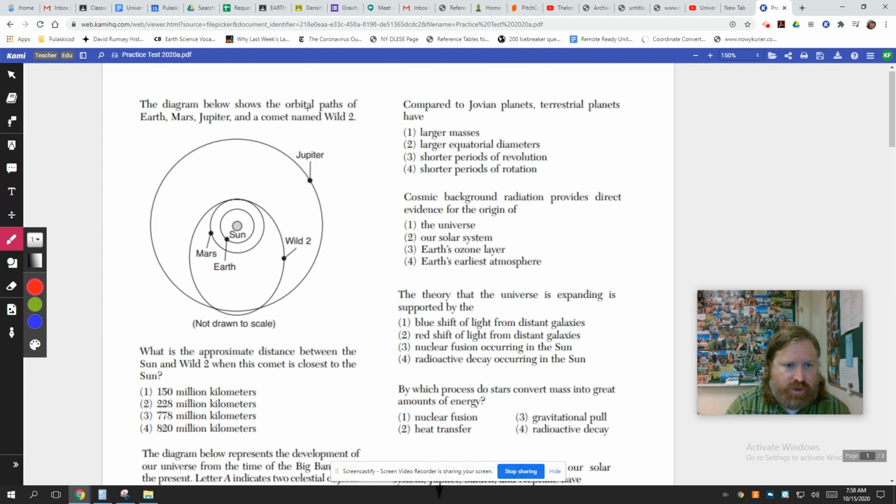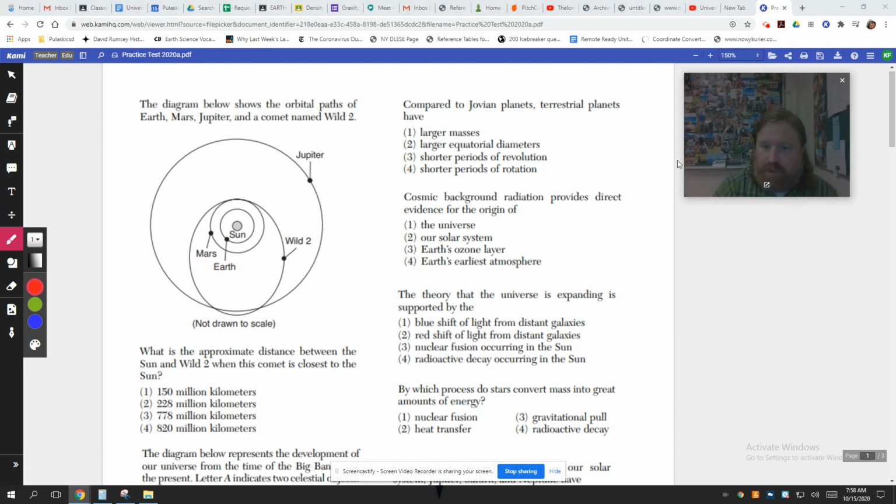So the diagram below shows the orbital paths of Earth, Mars, Jupiter, and a comet named Wild 2. What is the approximate distance between the Sun and Wild 2 when this comet is closest to the Sun? So this is it right here. This is a very eccentric elliptical orbit. And this is a question where you're going to sit there and say, geez, how on earth would I know that? How am I going to know this question?